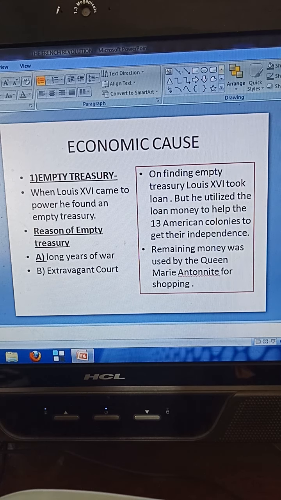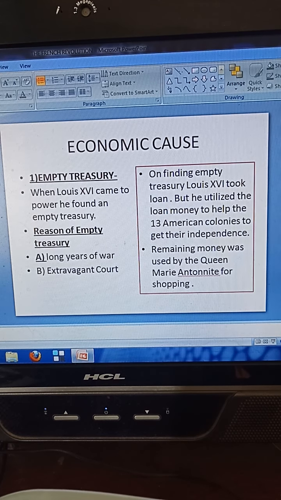A lot of money was being spent on the luxury of the court people, and the money was utilized from the treasury. Ultimately, the treasury became empty. On finding the treasury empty, Louis XVI took loan, but he did not utilize the loan money for the welfare of the people of France. He utilized the loan money to help the 13 American colonies to get their independence. The remaining money was utilized by his wife, Queen Marie Antoinette, for shopping.